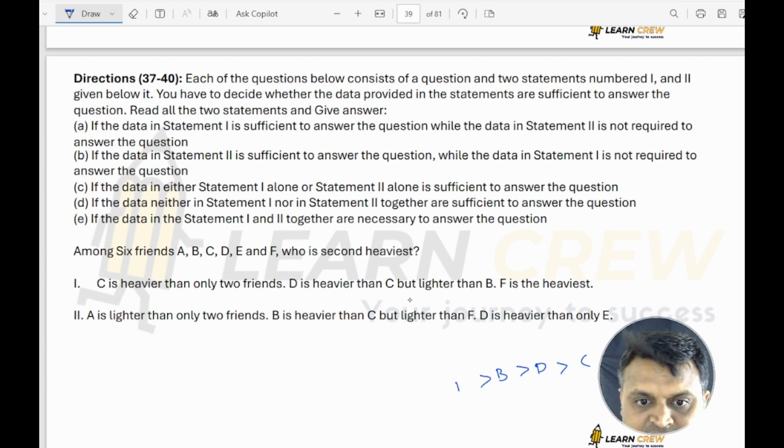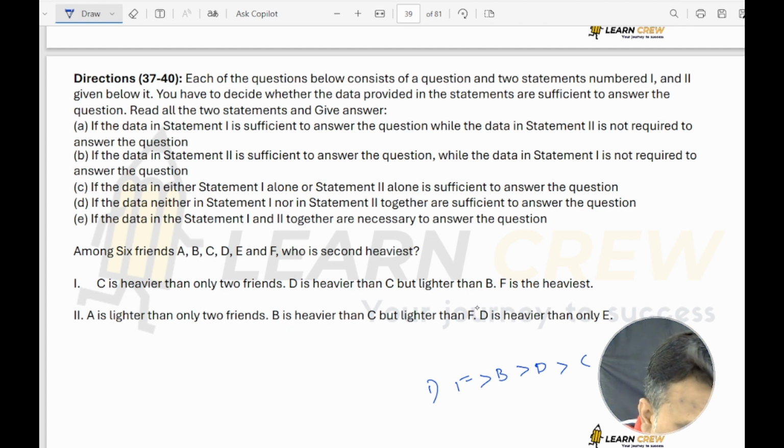D is heavier than C but lighter than B. So F is the heaviest. Now the remaining are E and A. About these two positions we cannot say who is A and who is E. So it can be E, A or A, E.